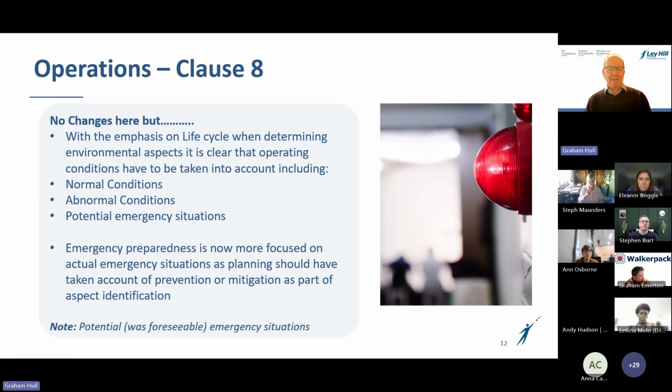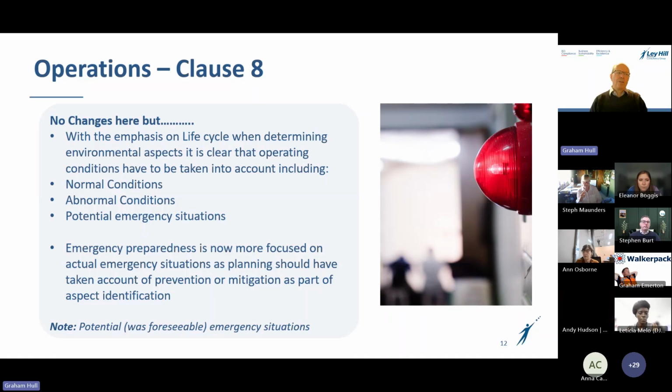Clause 8, again, not a lot of change here. The big changes were in context and planning. I'll say that now. That's where the big changes were within this new version of 14001. But it's clear now that because of the life cycle aspects, you've very clearly got to take account of the normal conditions, abnormal or emergency situations of your operations.